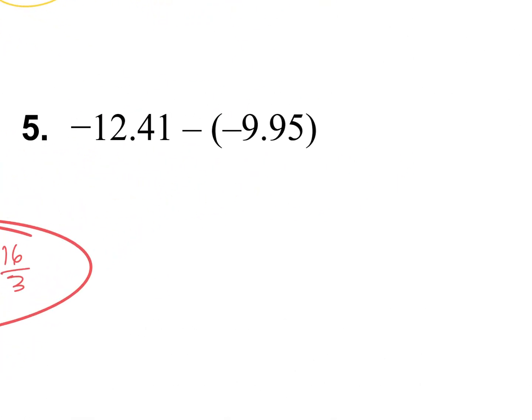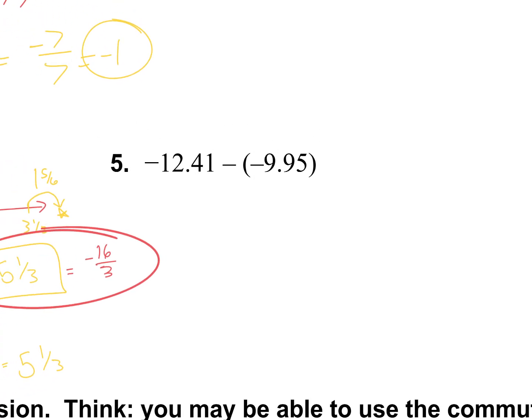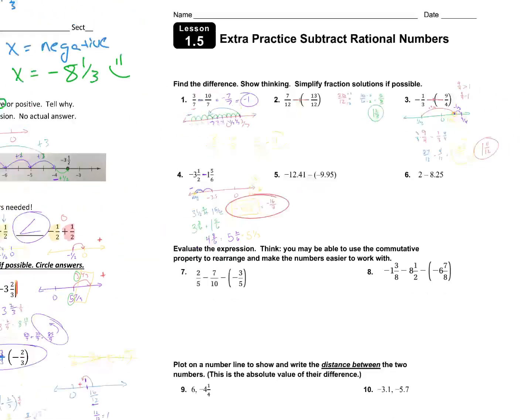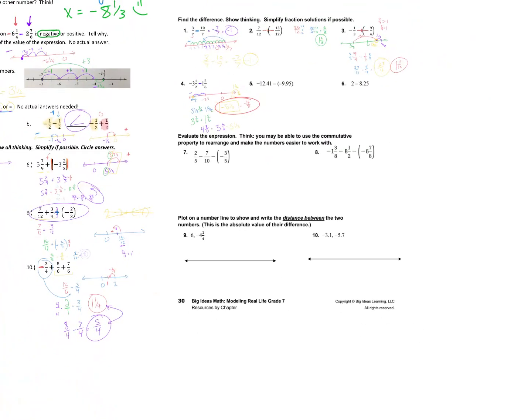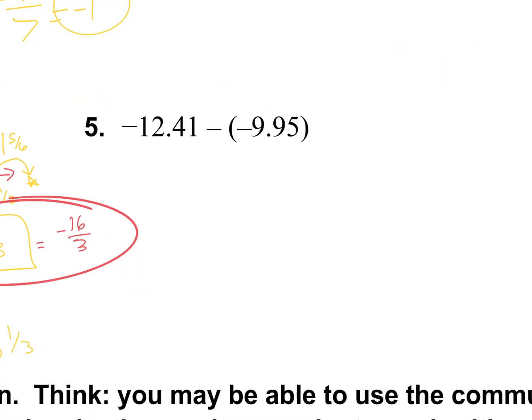Next, negative 12.41. Wait a second. When did we ever start to do decimals? Technically speaking, we could have been doing decimals on a lot of this stuff, but this is just, all right, let's see if you can practice. Let's see if you can apply some of the whole negative things with this.